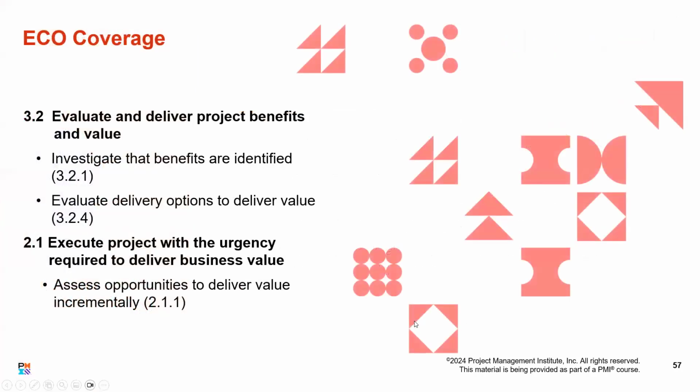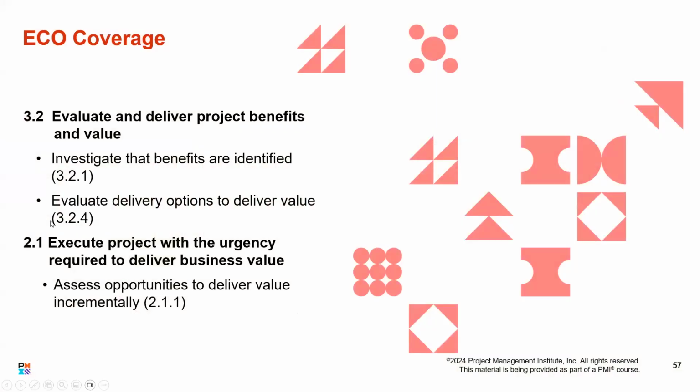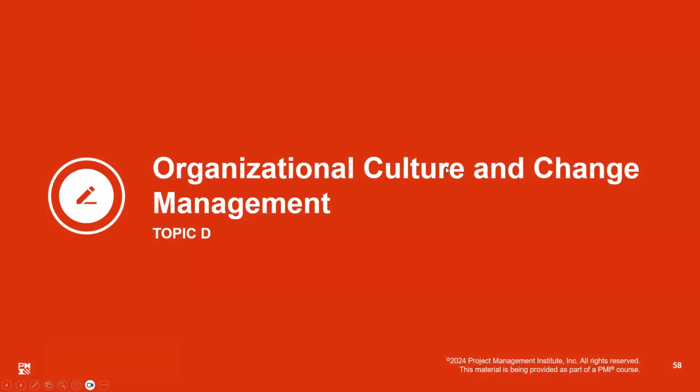Okay. So we have covered so far these objectives. We have talked about evaluation and delivery of the project benefits and value. We have talked about executing the project, the urgency required to deliver business value. So the focus was on business value, which we have covered now. Before I can move on to the next topic, which is organization culture and change management, I suppose this is the right time to take a break. Is it?